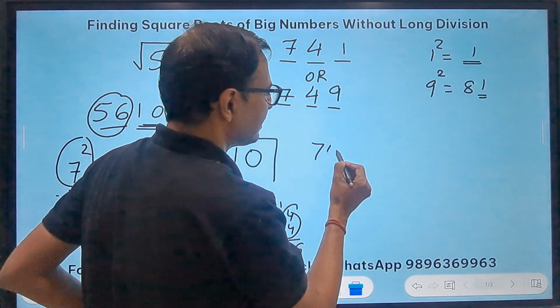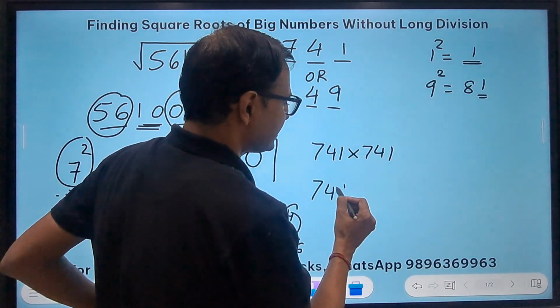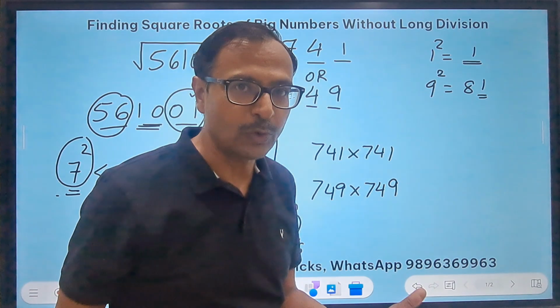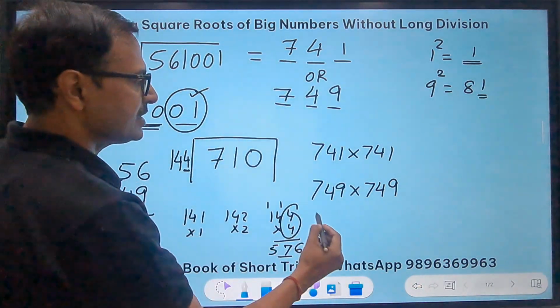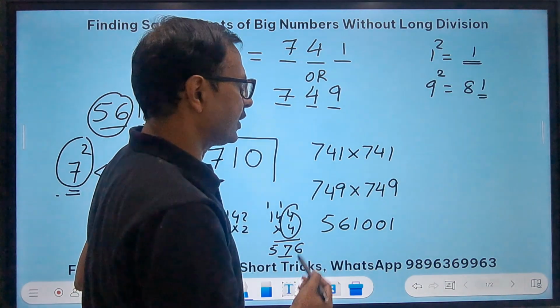For that I will do 741 times 741 or 749 times 749, and I will use the digit sum method to find out my answer. The number here is 561001. So what is the single digit for this product?